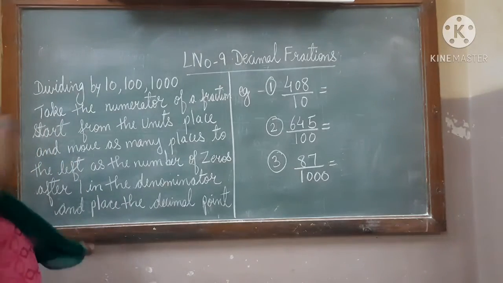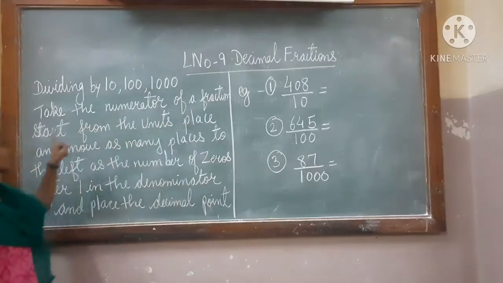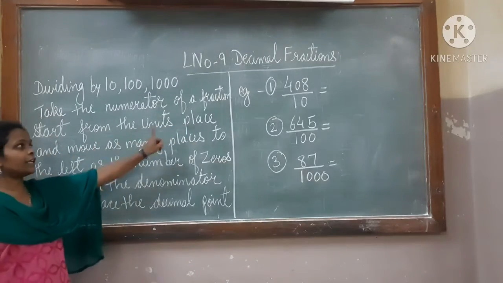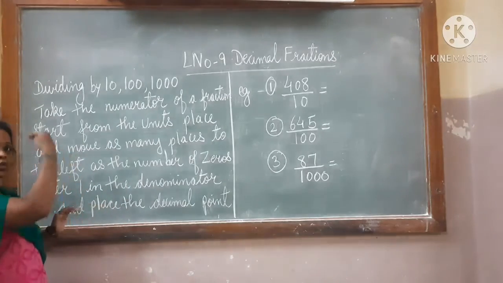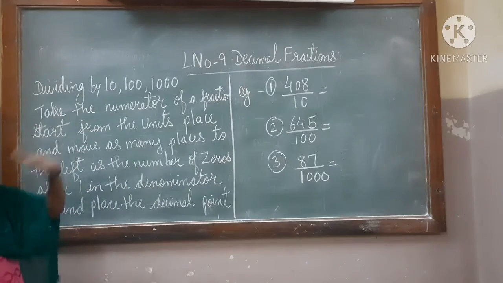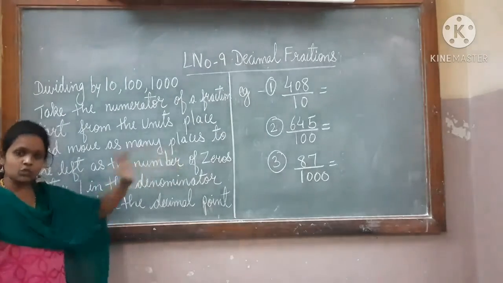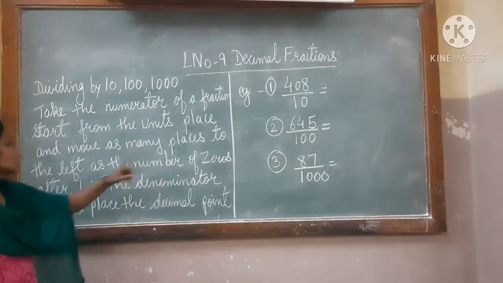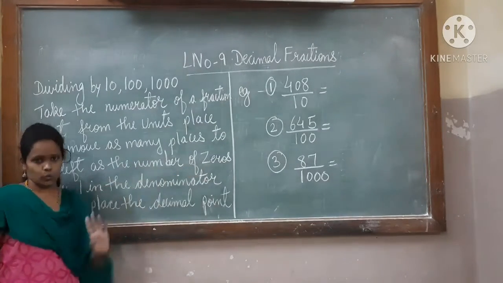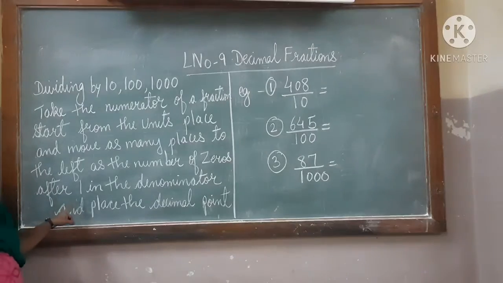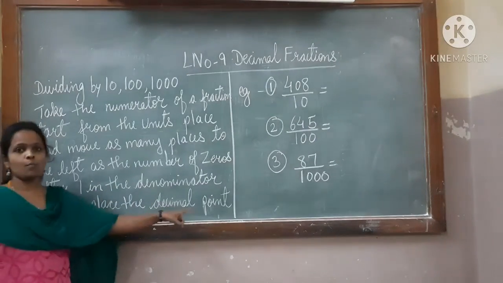Now what is given here? Take the numerator of a fraction, start from the unit place. You know what is the unit place? Unit, tens, 100, 1000. So you know which place is the unit place. And move as many places to the left as the number of zeros after 1 in the denominator, and place the decimal point.